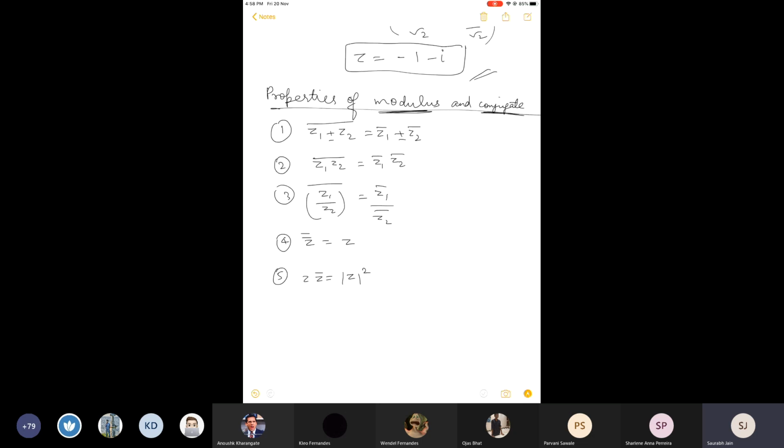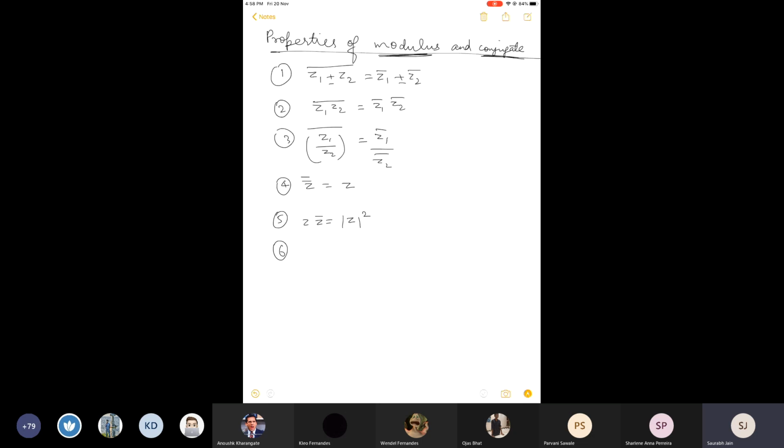See, in all these properties, if I am using Z, that means it is complex number, a single complex number Z. Whenever I am using Z1 and Z2, that means I am using two complex numbers. Okay, basically alphabet Z is for complex number in this chapter. Z1, Z2, Z3 means three complex numbers like that. From 1 to 4, I have written properties of conjugate, and from 5 to 7 or 8, I'll be using properties of modulus.